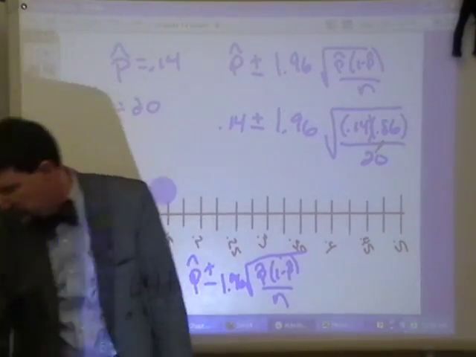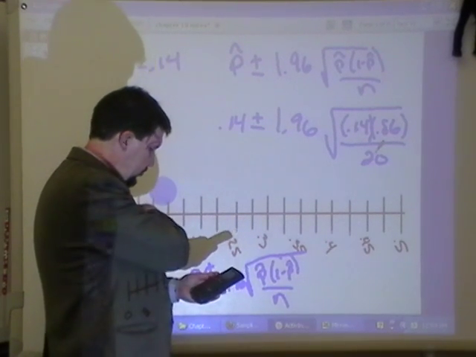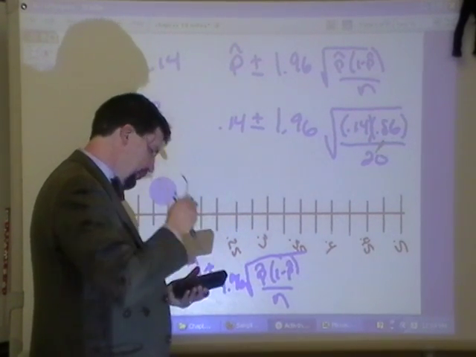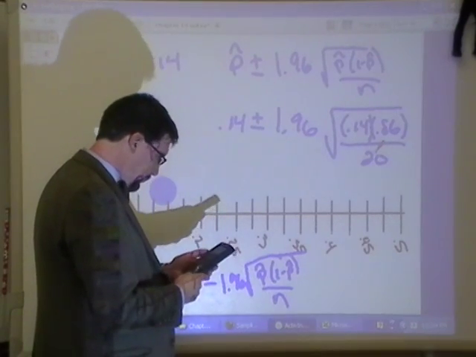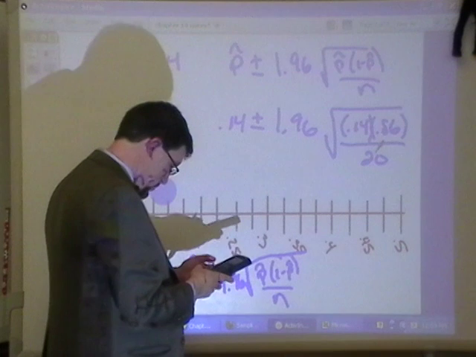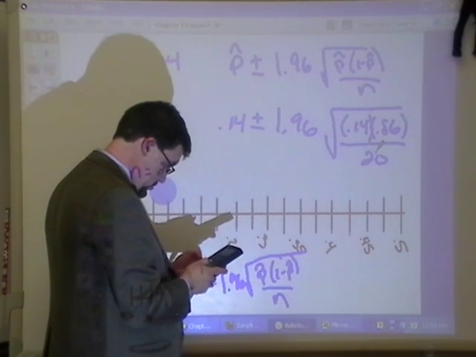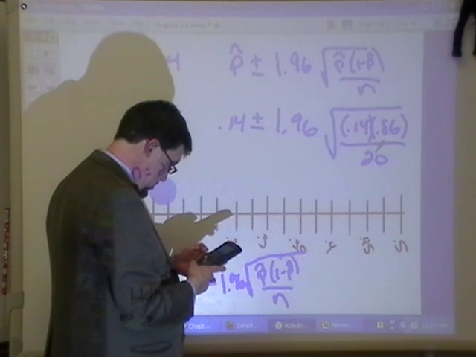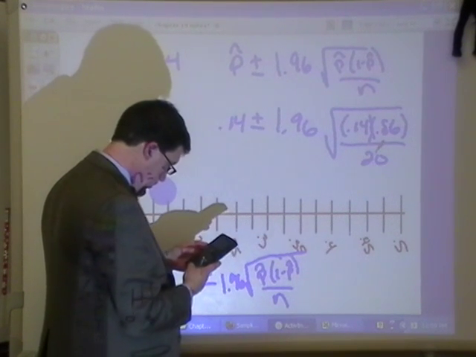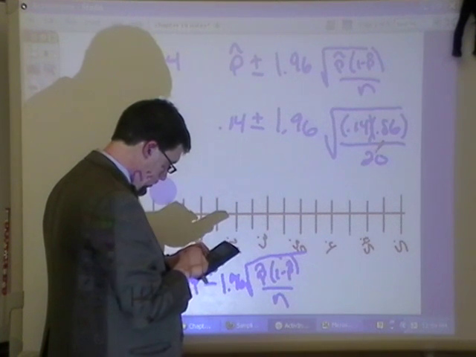Okay? So when we figure this out, I've got a calculator here. Didn't really want to use this one, but that's what I'll do. I'm going to do this part first. So I would do 1.96, and then where's square root? I don't know this calculator. This makes me look like I'm a bad teacher, but you know what? I don't care.